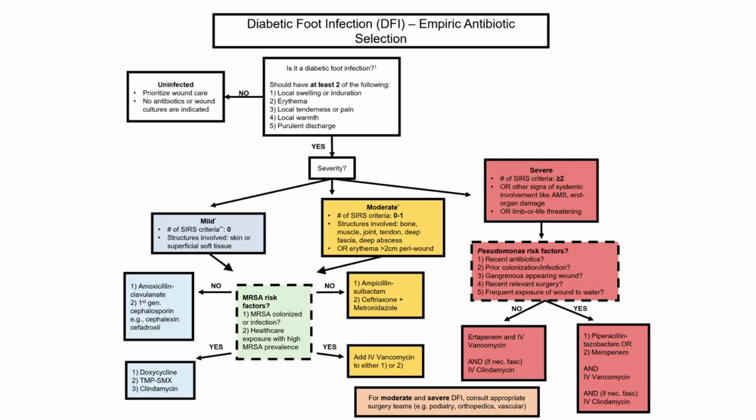This is, again, another algorithmic way of looking at this. If it's uninfected, prioritize wound care. If it is infected, these are the criteria it needs to meet, and then this is how you assess severity. If it's mild, they do not have any systemic toxicity, right? And usually mild means superficial, usually localized to the dermis. You can use PO antibiotics, right? If they don't have MRSA risk factors, you don't need MRSA coverage. If they don't have a lot of healthcare exposure, if they're not colonized by MRSA, if the local rates in the community aren't as high, then you don't need to cover MRSA.